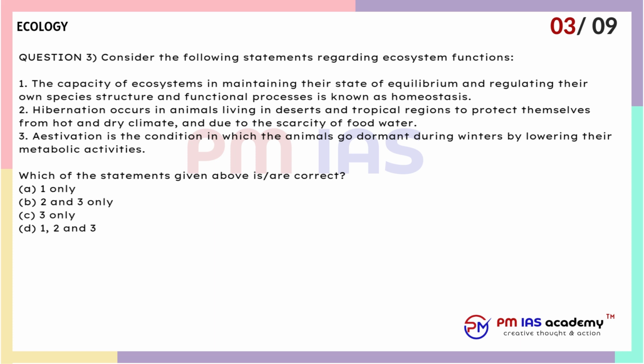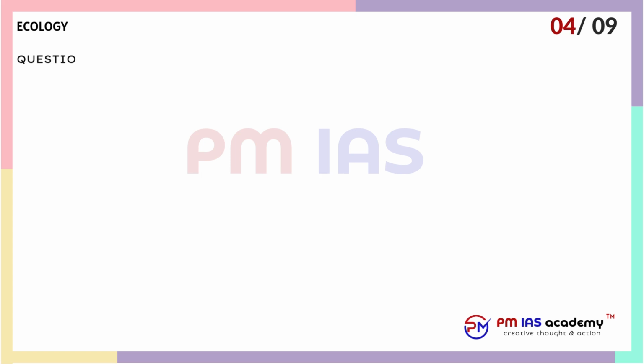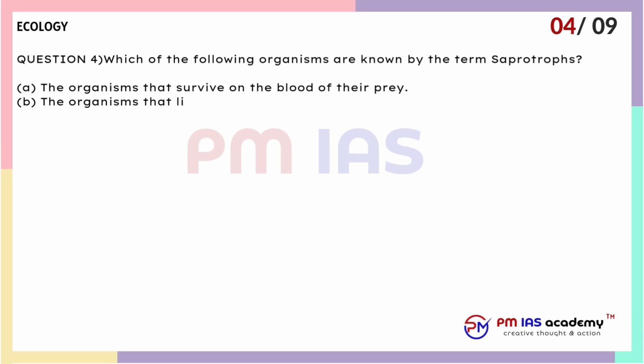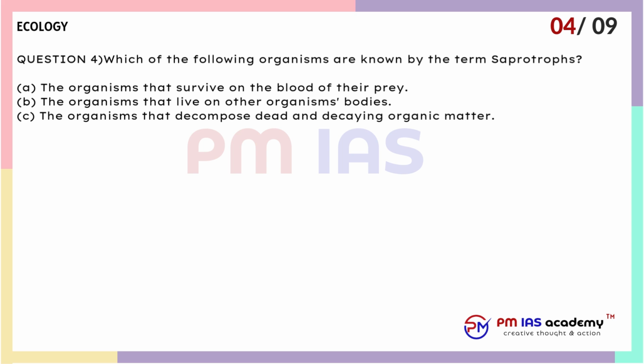Question 4. Which of the following organisms are known by the term saprotrophs? A. The organisms that survive on the blood of their prey. B. The organisms that live on other organisms' bodies. C. The organisms that decompose dead and decaying organic matter. D. The organisms that eat organisms of the same species.